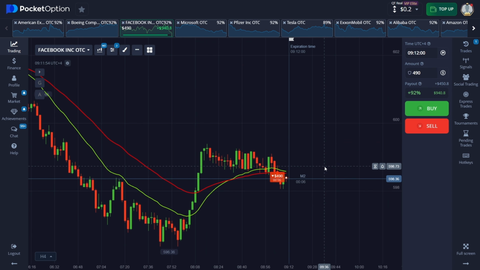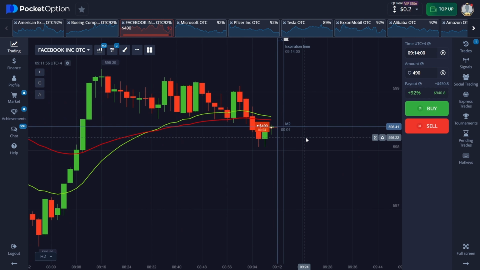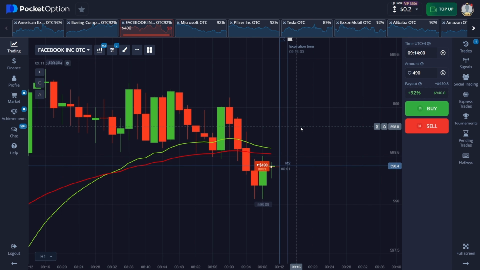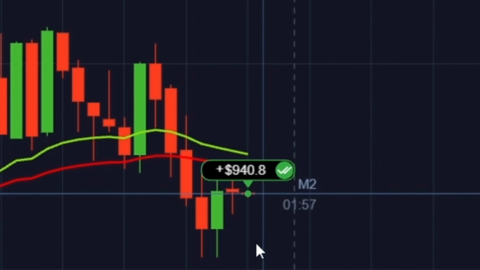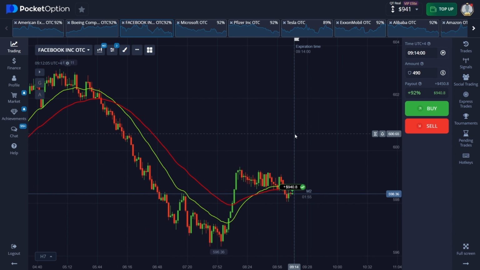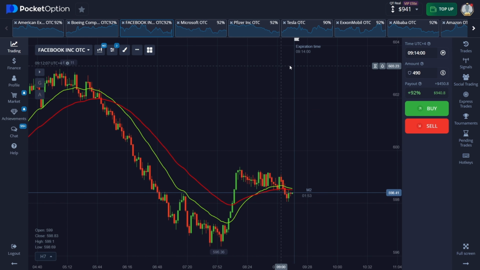Currently, the trade is going in our favor, but with only a few seconds left, it looked like a loss. However, it reversed and we won the trade. Now, my balance has increased to $941. Let's find a trade for $941.